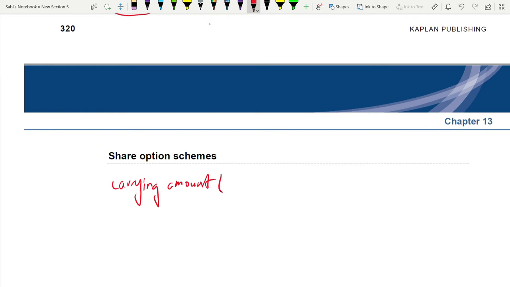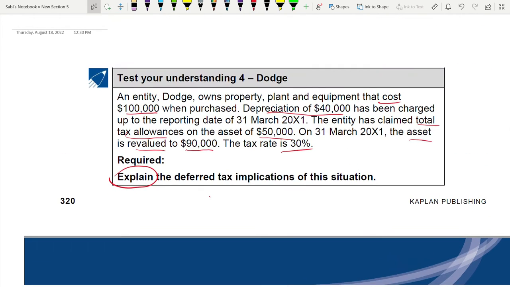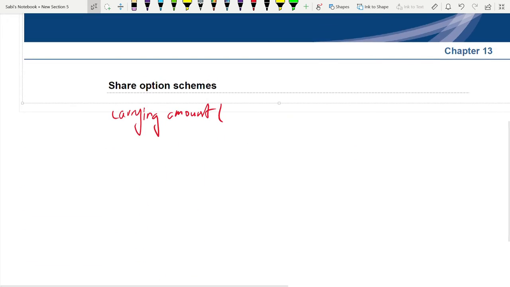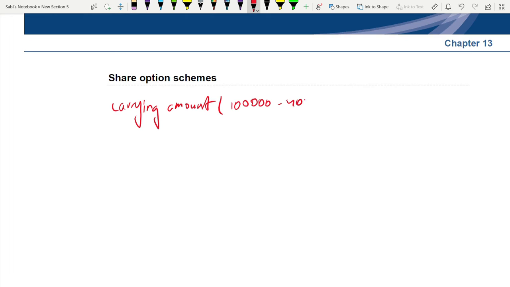What is the carrying amount? It is simply the cost minus depreciation. So the cost is 100, depreciation is 40. 100,000 minus 40,000, which is 60,000. So 60,000 is the carrying amount. Now we'll see the tax base. 100,000 minus 50,000. There is a mistake that I've done because 50,000 is a capital allowance. Just give me a minute.